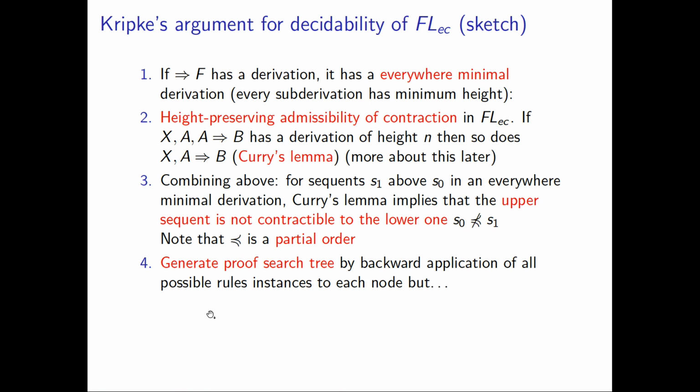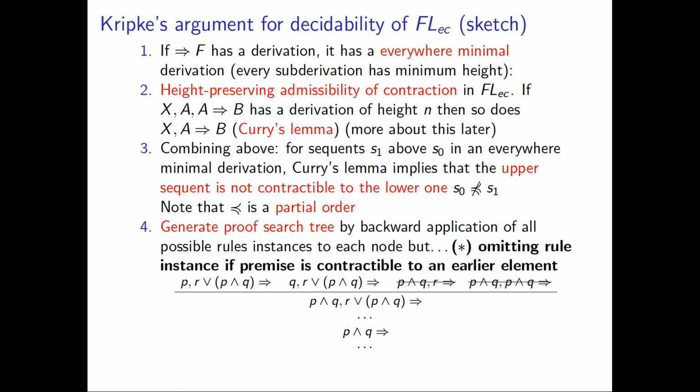Well, step 4, we start generating the proof search tree. As I said, it's backward application of all possible rule instances. But we add a side condition. We omit rule instances whose premise would be contractible to an earlier element. So if you look at this diagram here, this is not a proof rule, right? Because we have applied all possible rule instances here, and these last two premises are coming from the disjunction rule. But one of the premises is contractible to an earlier sequent, just this one over here, and therefore we omit this rule instance.